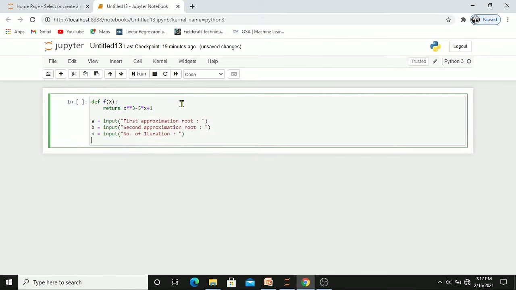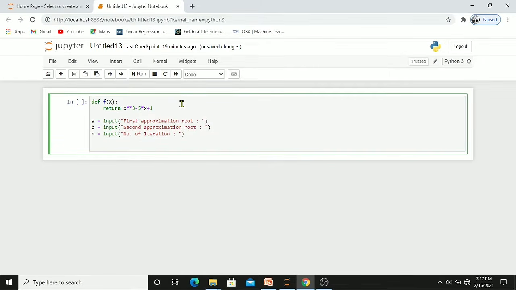Now what was my next step? That I need to check for f of a into f of b. Okay, if it was greater than 0, then we need to check for the next approximate value. That means the bracket solution, whatever we have given for a and b, that was wrong.